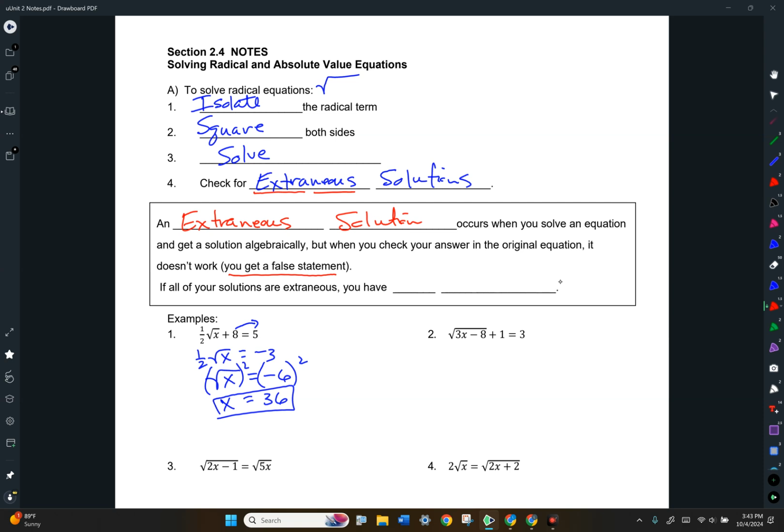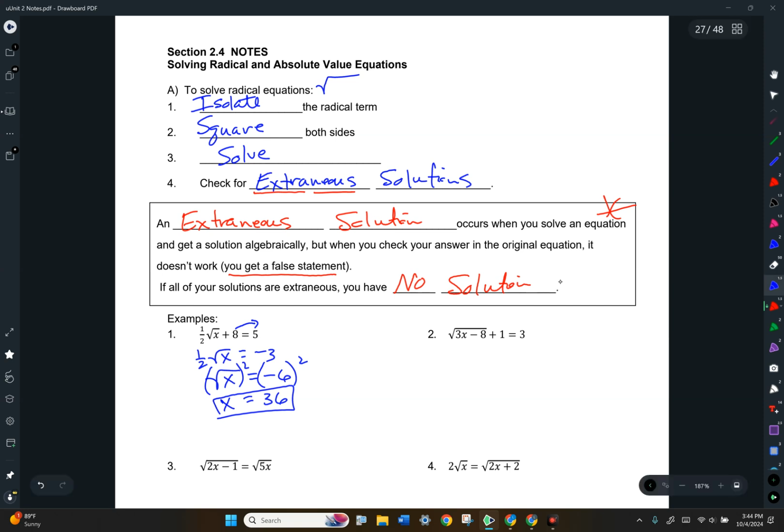And if it turns out that all of your solutions are extraneous, meaning none of them actually work out when you check them, then you would have no solution. Now, I don't want to get too picky about this extraneous solution. So for now, let's just focus on the solving, and then I'll point out something to you about when this actually happens, and I hope it'll save you some work in the end.